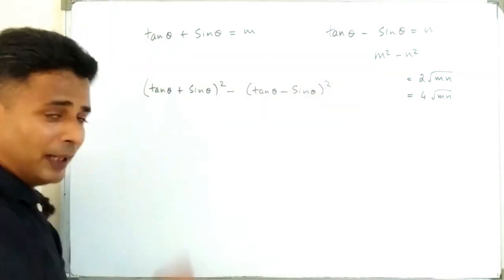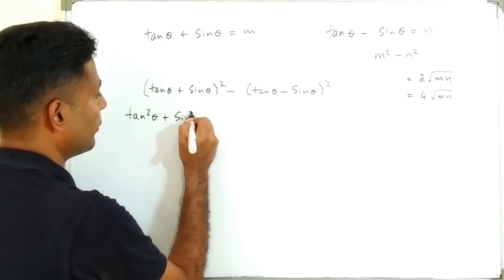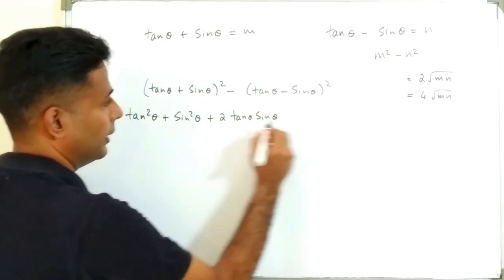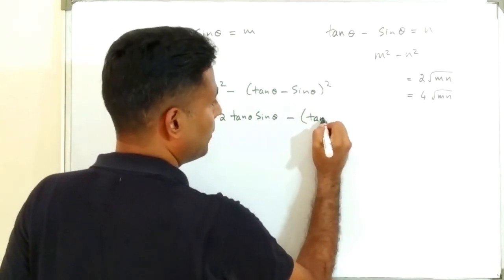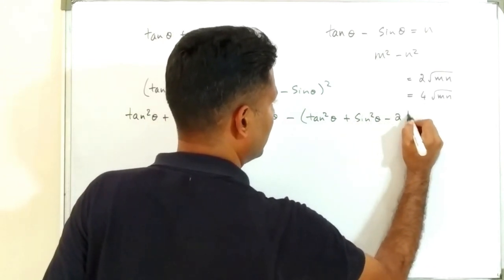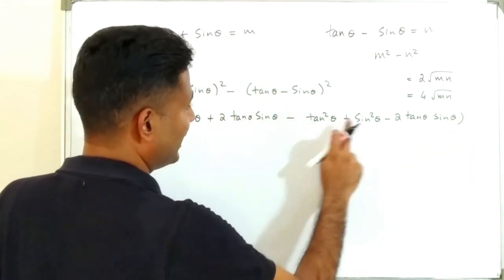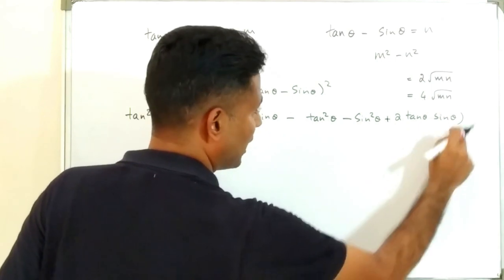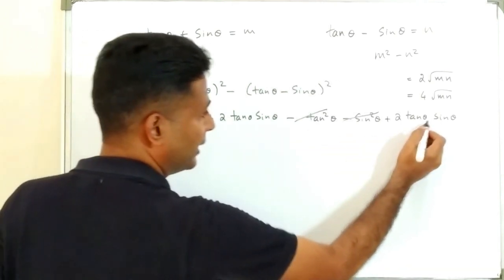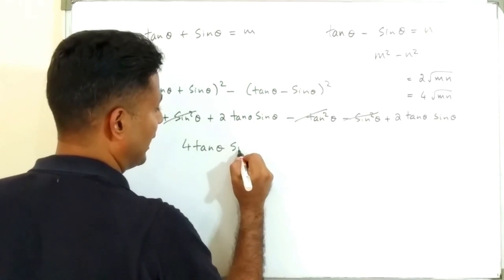Now this is of the form a plus b whole square. So I'll write this as tan square theta plus sin square theta plus 2 tan theta sin theta, that is 2ab, minus, since minus is there I'll put brackets, tan square theta plus sin square theta minus 2ab, that is 2 tan theta sin theta. Alright, so when I open the brackets, this will become minus, this will become minus, this will become plus. So this and this cancels, this and this cancels. I get 2 tan theta sin theta plus 2 tan theta sin theta. So 4 tan theta sin theta.